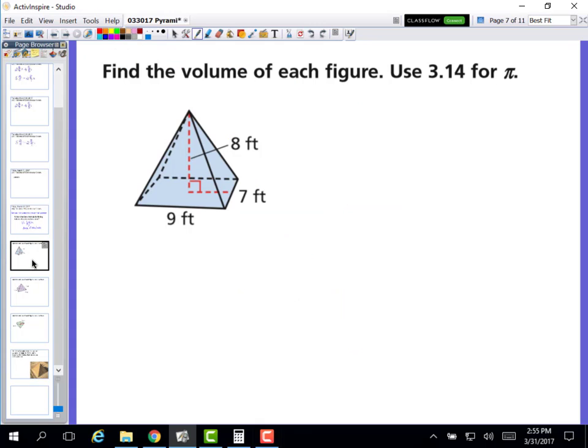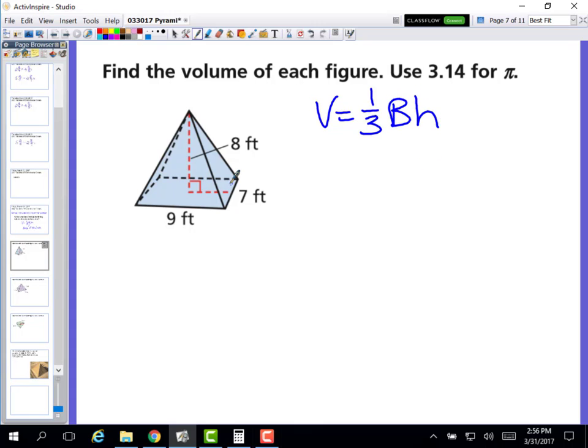Okay, here's the first one. It says, find the volume of this figure. Well, the first question we ask ourselves is, is this a prism or a pyramid? Well, we know this one's going to be a pyramid because it's only got one base, and it comes to a point, which we call a vertex. So we know we're going to start with our basic formula of volume is equal to 1/3 capital B H.